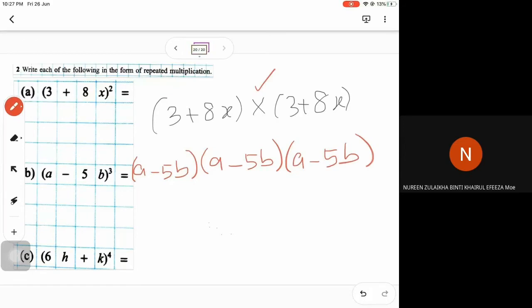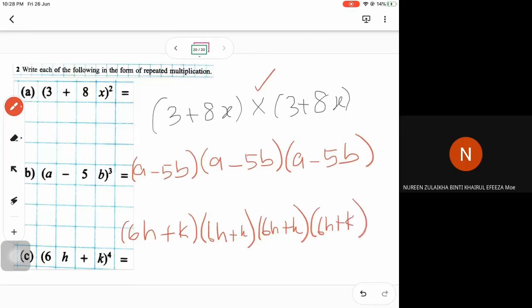Okay, in some works, you can see that they put something else. So for example, question C, the multiplication is written with dots. So 6H plus K dots. But if the bracket, it's not very visible. Usually we write the bracket as understood already. So here we have H plus K times 6H plus K times 6H plus K. Is that enough? There are four. We multiply four times.